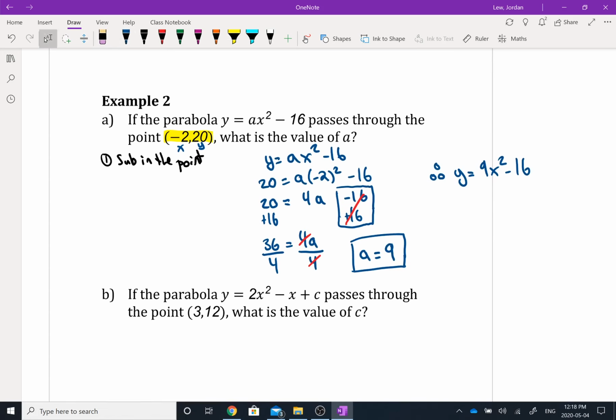So again, it's very similar to what we've done before with other equations. You're subbing in the point and then solving. So we sub in the point, then we solve for the missing value.